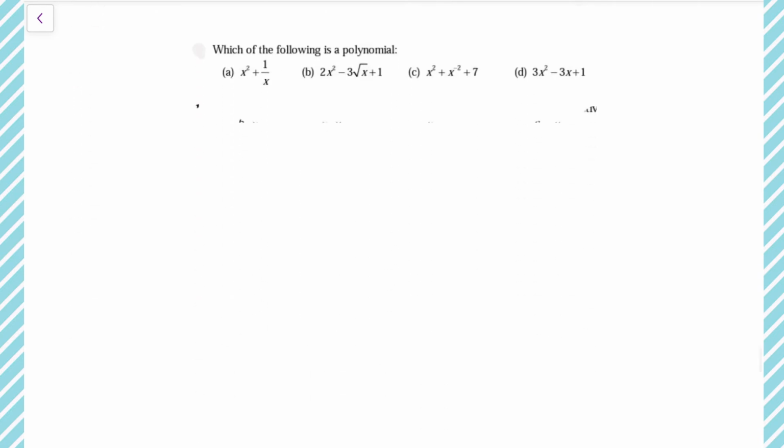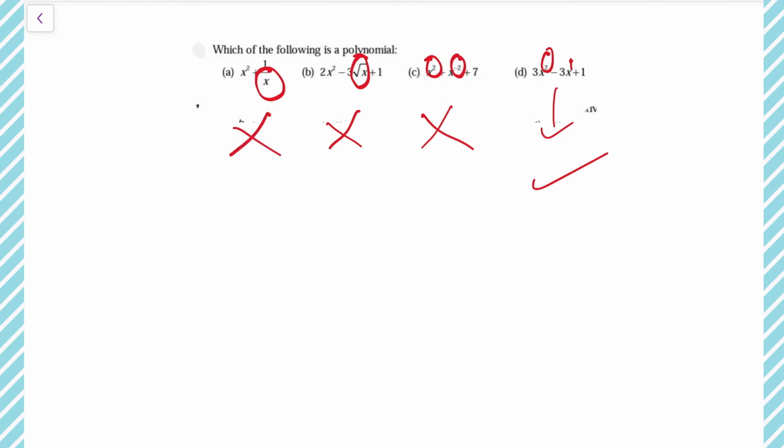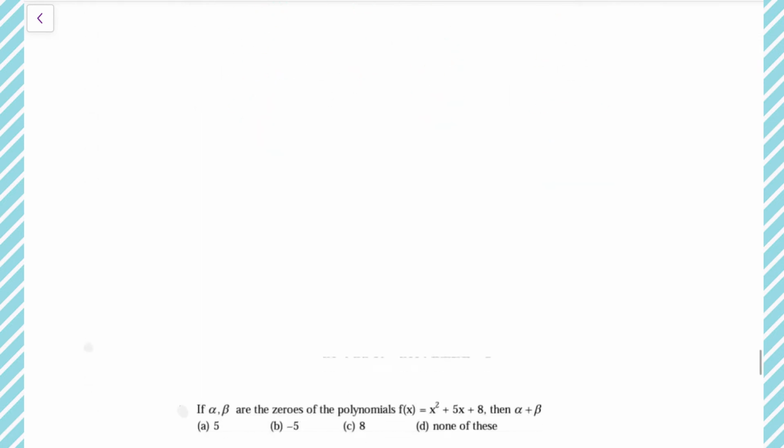Which of the following is a polynomial? Just observe the variable. If the power is a whole number, then it is a polynomial. Here power is 2, a whole number, power is 1, a whole number, so this is a polynomial. Power is 2, power is minus 2, not a whole number, not a polynomial. Root is there, not a polynomial. In the division, variable is there, so not a polynomial. Since he's asking which is a polynomial, option D is the correct option.